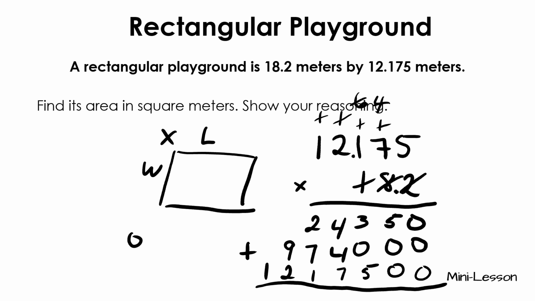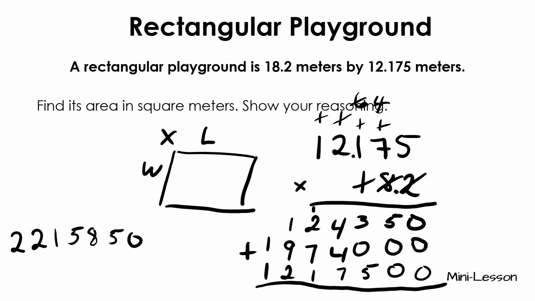0 plus 0 is obviously 0. 5 plus 0 is 5. 5 plus 0 is 5. Plus 3 is 8. 4 plus 4 is 8, plus 7 is 15. So I put down my 5, and I will carry my 1. 7 plus 2 is 9, plus 1 is 10, plus 1 is 11. So I'll put down my 1, carry my 1. 9 plus 2 is 11, plus 1 is 12. So I'll put down my 2 and carry my 1, and then 1 plus 1 is 2.